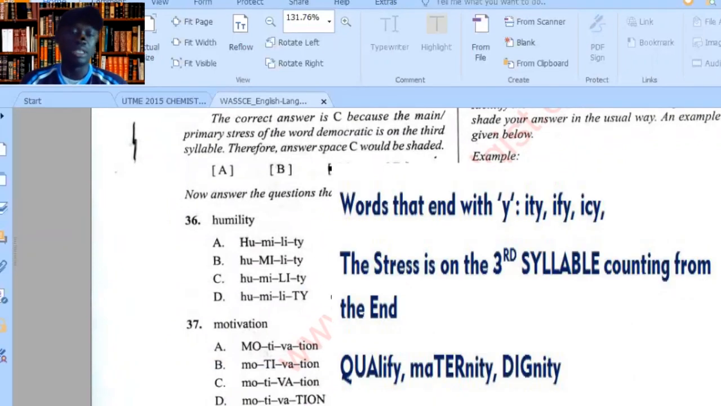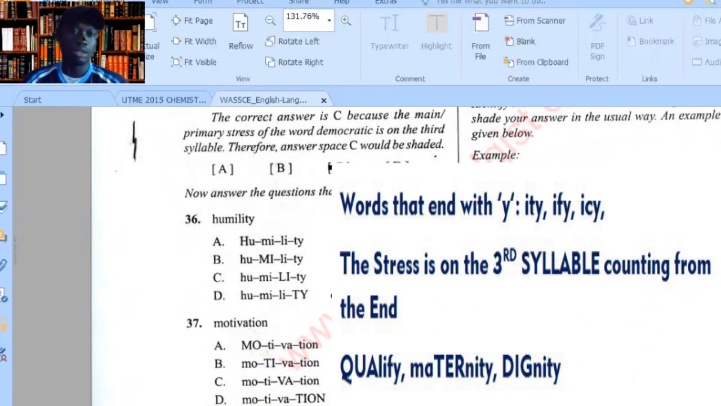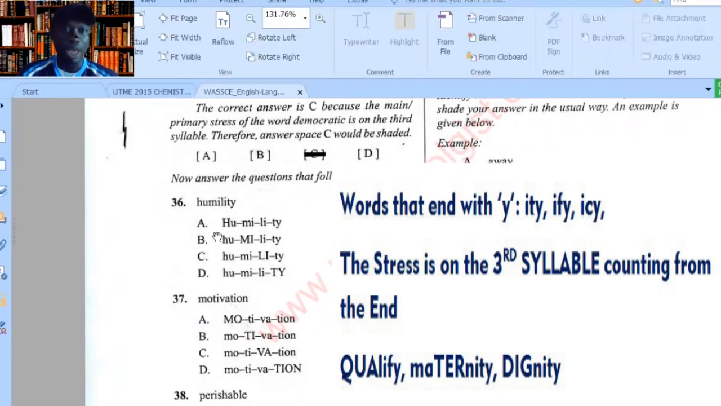Words ending with the letter Y, whether it's ICY, ITY, or IFY, the stress is on the third syllable from the end. That means you count 1, 2, 3. We have 4 syllables in humility. To identify the stress in a word that ends with the letter Y, you count the third syllable from the end and you get your stress. So, hu-mi-li-ty. The stress is on the mi, so the correct option here is B.